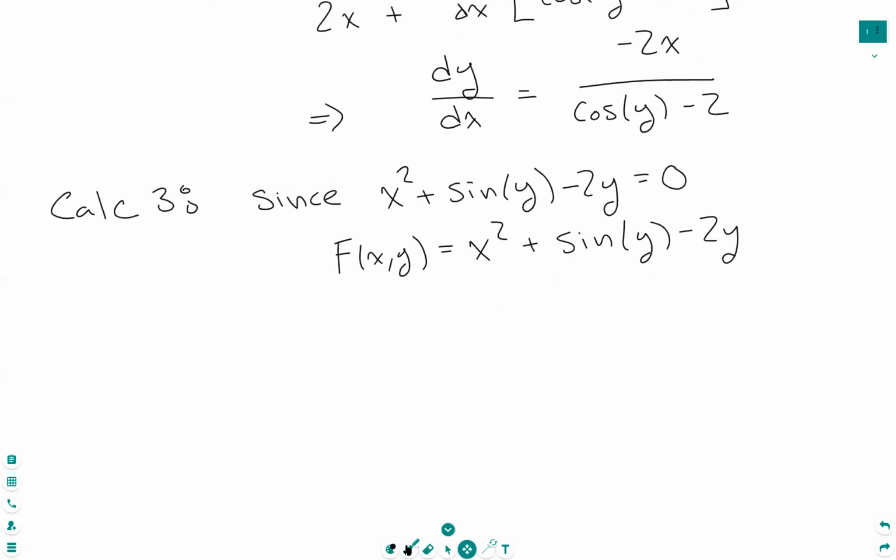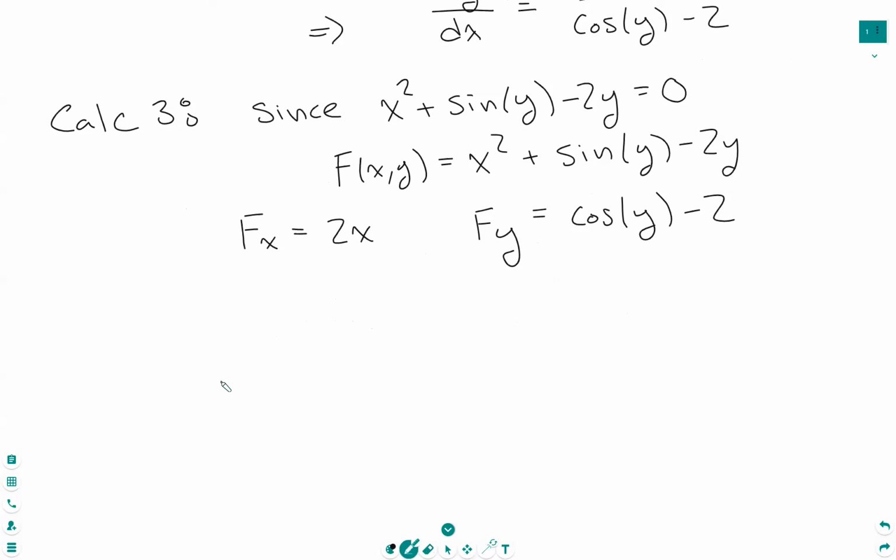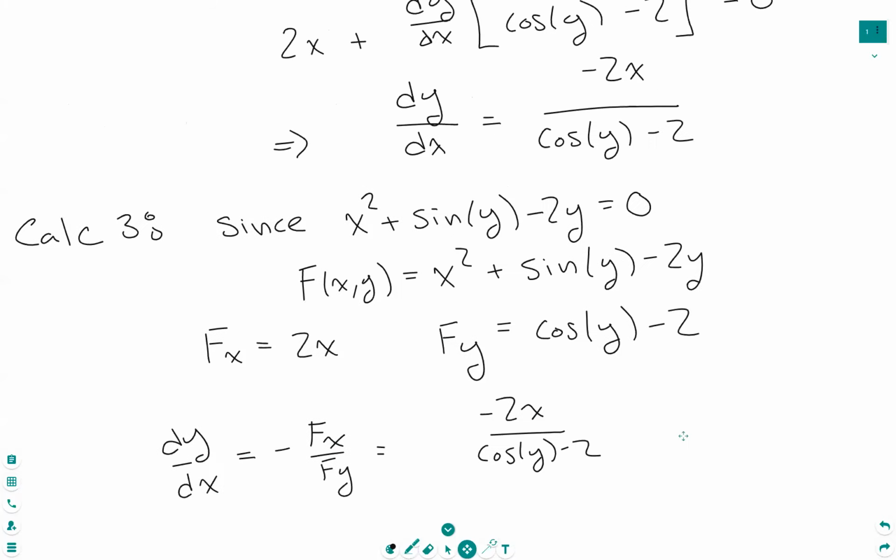And all we do is just take these partial derivatives. I look at partial x, so I go through and take the partial x derivative. This just gives me 2x. And I look at partial y. This just gives me a cosine of y minus 2. And then from our implicit function theorem, I knew that dy/dx was equal to negative Fx over Fy, which is just negative 2x over cosine y minus 2. Same thing.